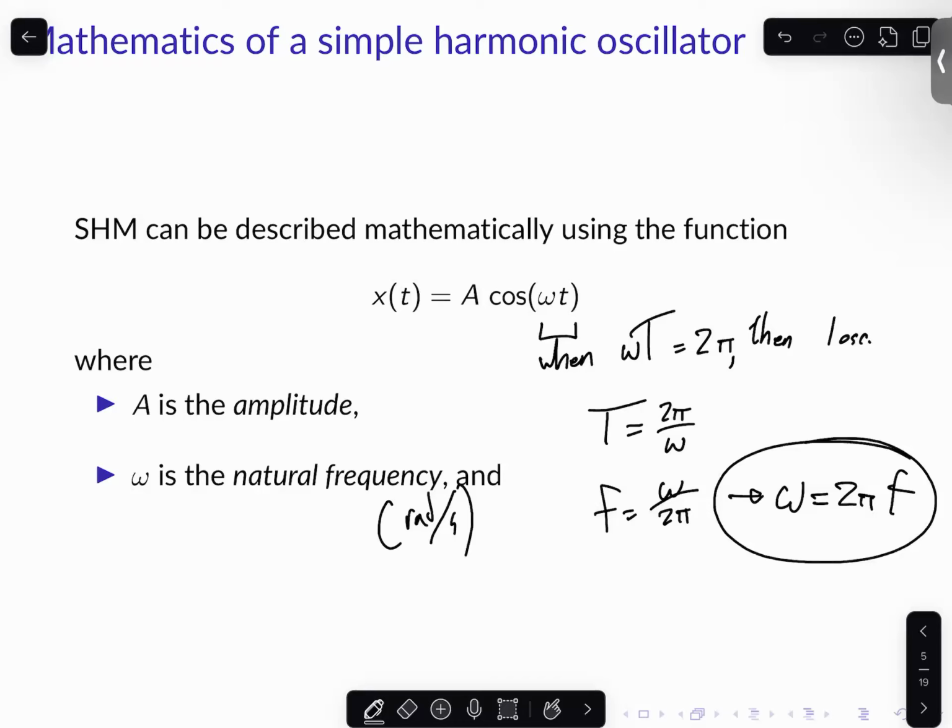If it uses the Greek letter omega, if it has the word angular or natural in front of it, if the units are radians per second, that's 1. If it doesn't have the adjective in front of the word frequency, if it uses the letter F, or if it uses the units hertz or cycles per second, that's the other. Okay.